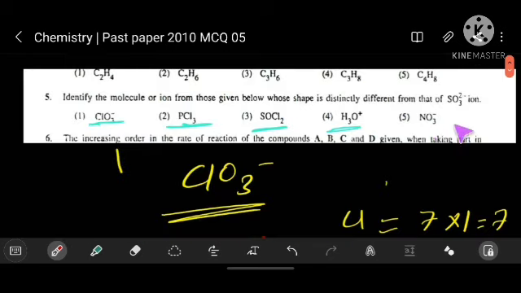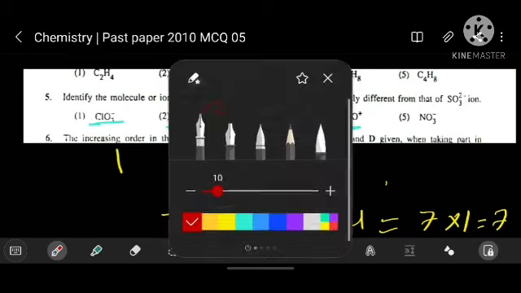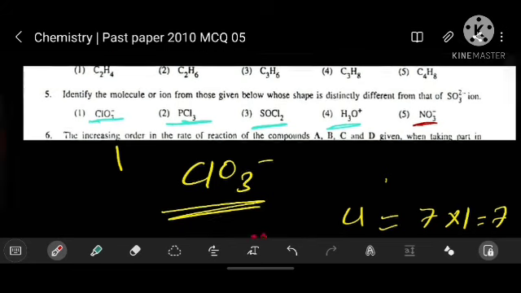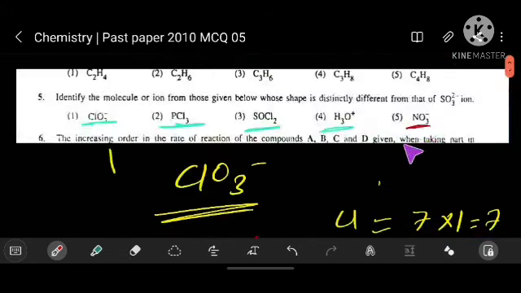So the shape of NO3 is different from the shape of SO3 2 minus. The shape of SO3 2 minus is trigonal bipyramidal. So this is also trigonal bipyramidal, this is also the same. The different one is this one. This is actually trigonal planar. So the answer is the 5th one.